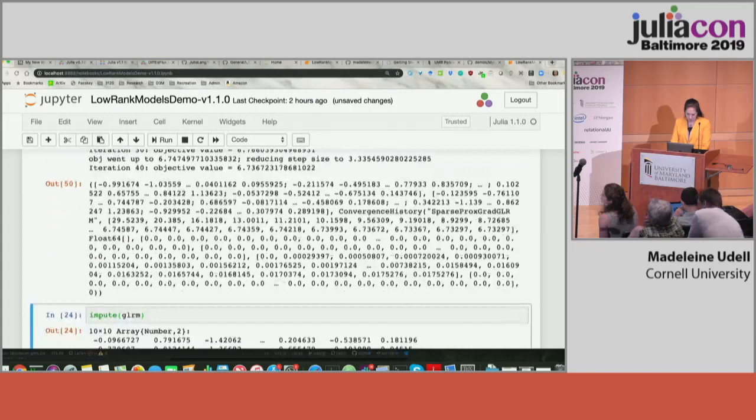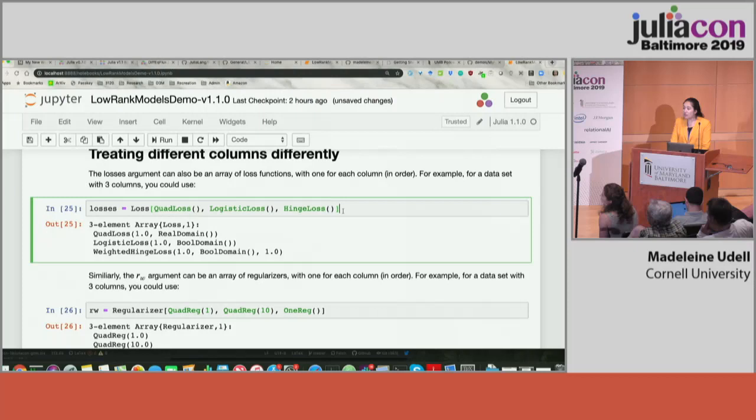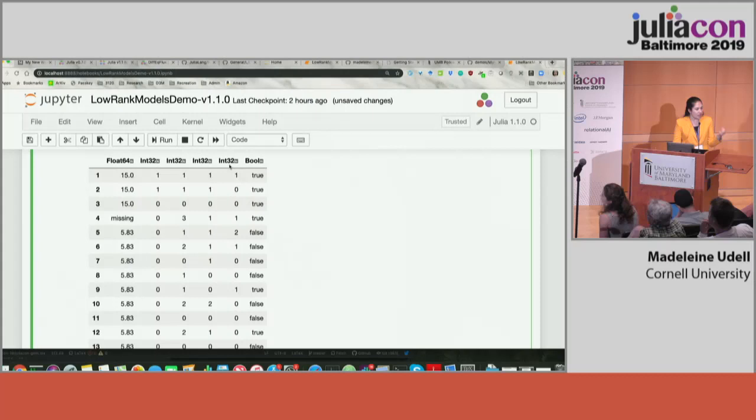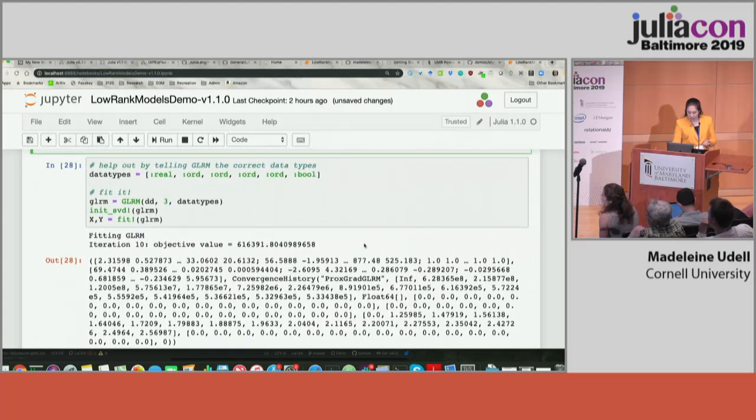It's also possible to treat different columns differently, to choose a different loss function for each column. This is super important for fitting heterogeneous data, which is the main thing that we're excited about. This is an example on fitting a data frame. So if I've got a data frame, some things are floats, some things are ints, in this case they're ordinals, and some things are booleans. I can create this list of data types, one for every column that tells me what kinds of things they are. I fit a low rank model on this data frame, say with rank 3, using this list of data types.